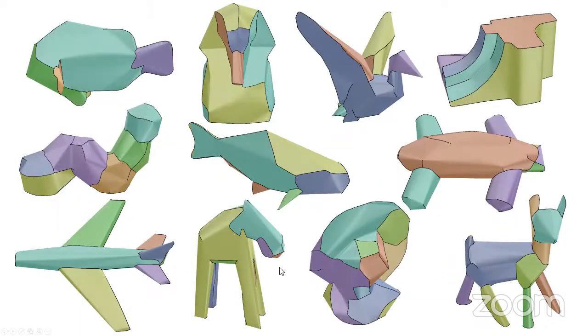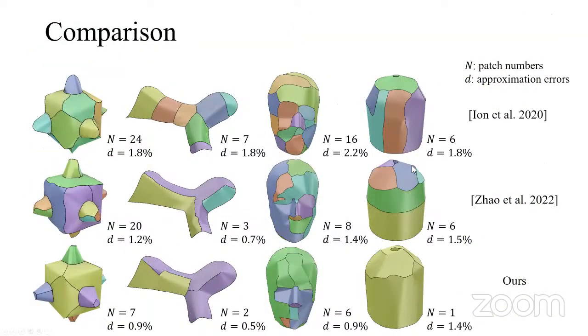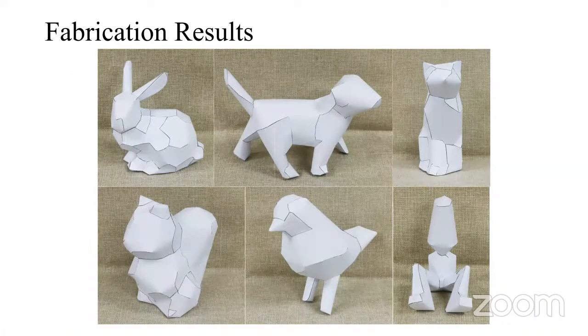Here we show some results of this. Here are 14 examples. Here are the comparisons. We can see that these results have fewer patches and smaller approximation error. This is the fabrication result of six models using paper to verify the validity of the results.